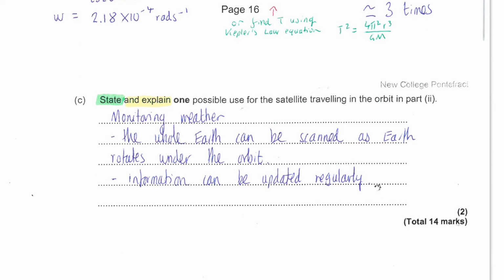Finally, you're asked to state and explain a possible use of a satellite in the orbit that's been described. So this was a polar orbit. So it has the advantage that it is orbiting over the poles whilst the Earth rotates underneath that orbit. This enables the whole Earth to be scanned as it rotates. For this reason, this type of polar orbit is very good for monitoring conditions on the Earth's surface. It could also be used for spying, for example. But a nice easy example would be monitoring weather conditions.